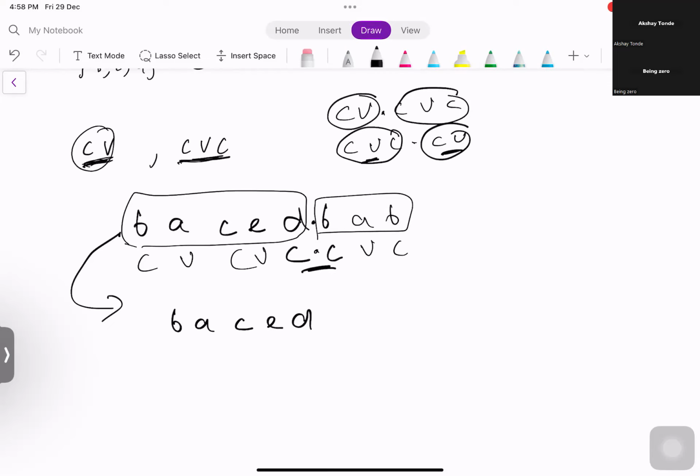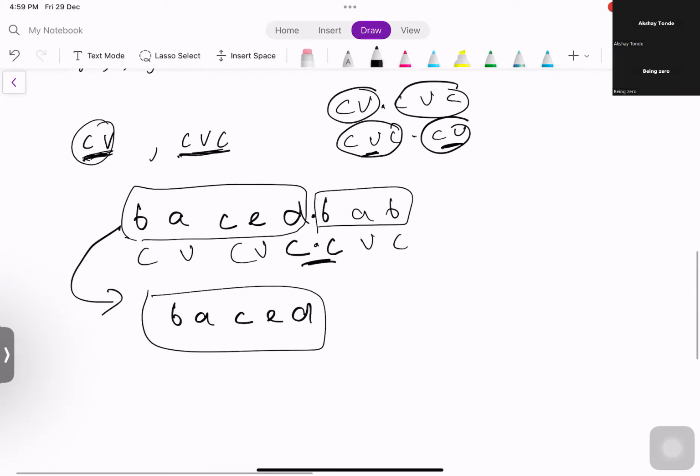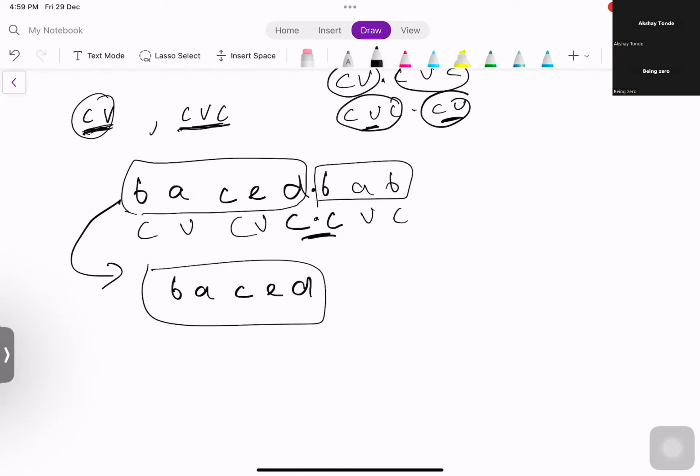Now we have the string, and we know that in this string, two C's don't come together because we have already split it according to C's. And now we know that two V's also cannot come together. So based on this information, we know straight away that this string will be in a format like this: CV, CV, CV, and it will go on. It will keep alternating from C to V every single time, starting from C, right?